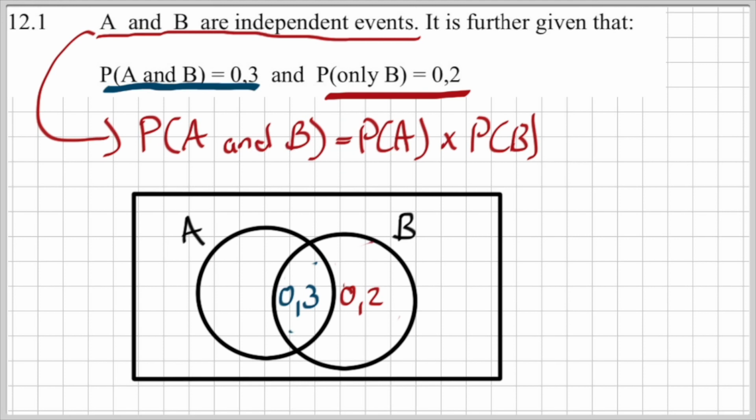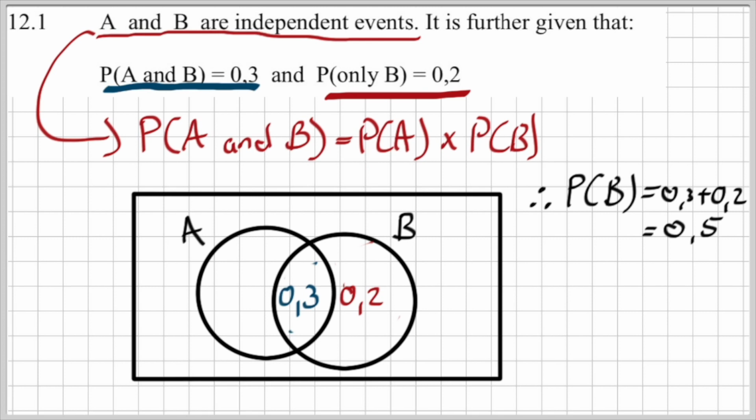What can I deduce from this? This is important. It means I have the probability that B happens. That is 0.3 plus 0.2. So the probability that B happens is 0.5.